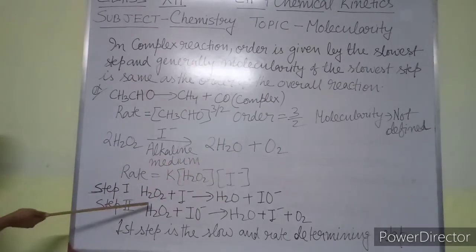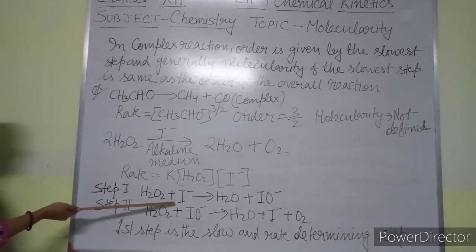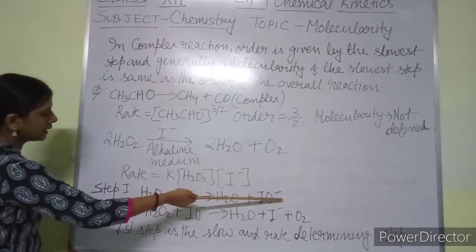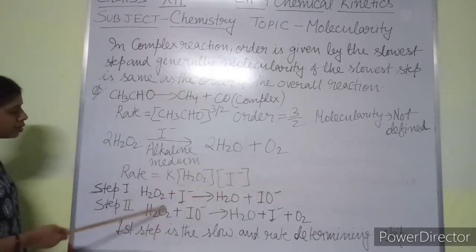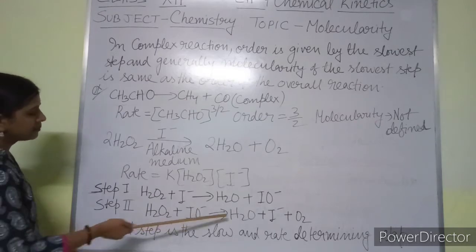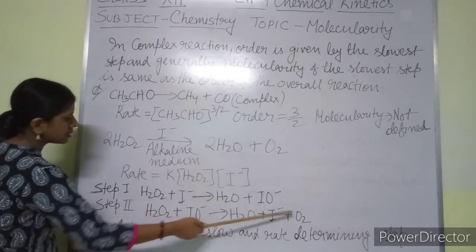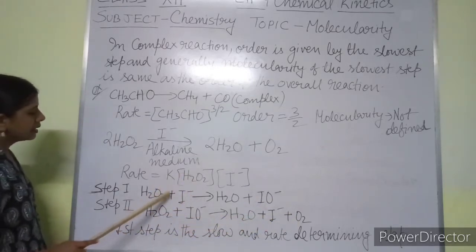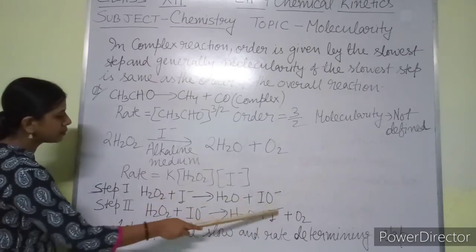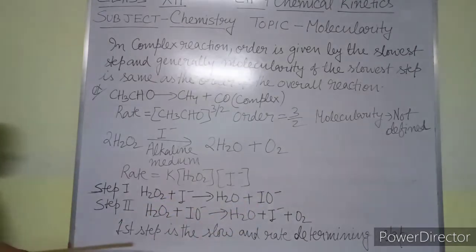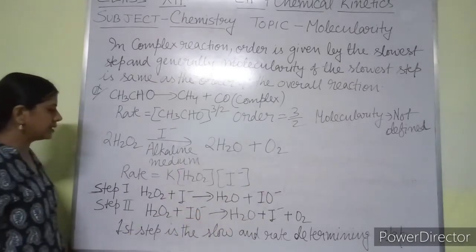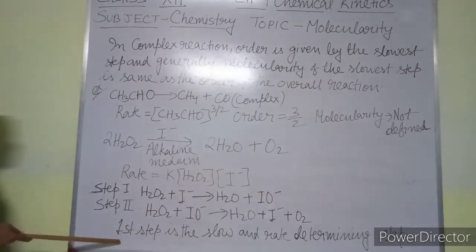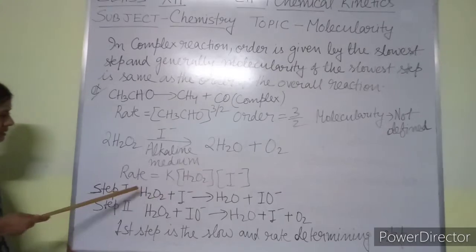In step 1, H2O2 reacts with I negative, the iodide ion. The products formed are H2O plus IO negative. In the second step, H2O2 again reacts with IO negative. H2O comes out, O2 comes out, and I negative. That means the catalyst which was taken in the first step comes out as a product in the second step. The actual products are water and oxygen. The first step is slow, and this is the rate determining step. So the rate is this one.